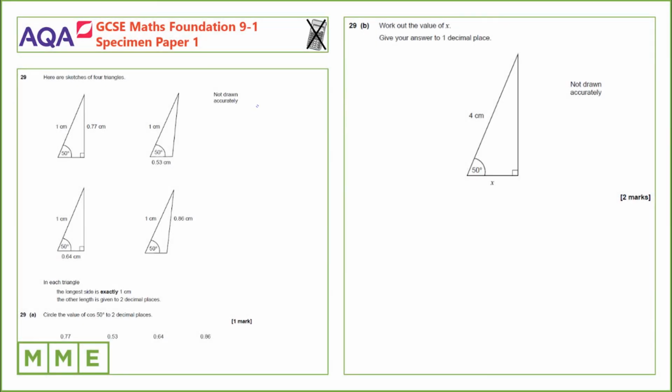Question 29. Here are sketches of 4 triangles. In each triangle, the longest side is exactly 1 centimetre, and the other length is given to 2 decimal places. Circle the value of cos 50 to 2 decimal places.